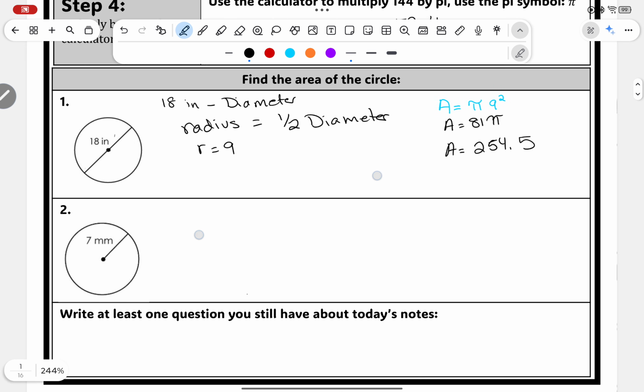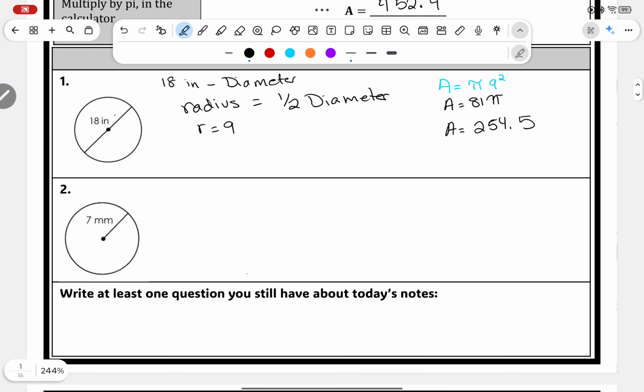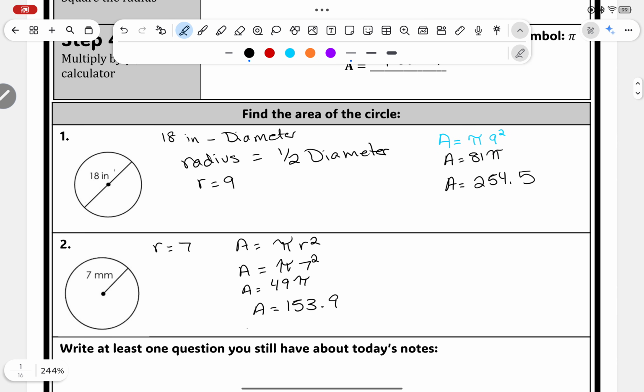Okay. So number 2, I have a radius of 7, so my radius is equal to 7. And my equation again is A is equal to pi r squared. I'm going to plug in my radius. I get my area is equal to pi times 7 squared. My area is equal to 49 pi, which multiplies to my area equaling 49 times pi. I get 153 and 9/10.